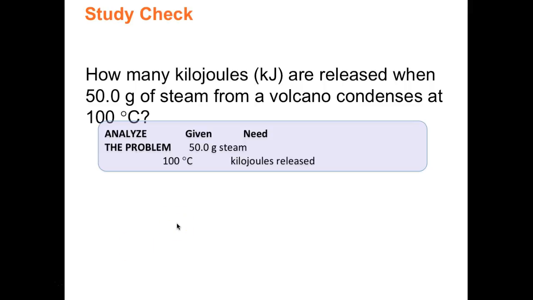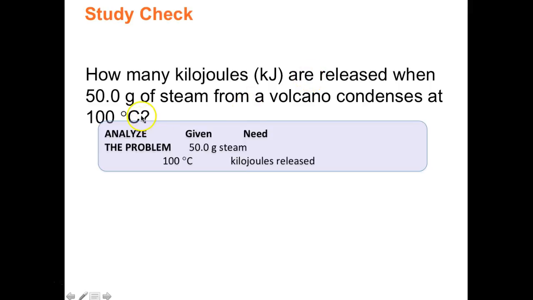any substance. If we have their heat of vaporization and heat of fusion, we are able to convert whatever amount of substance from one state into another. So for example, you have 50 grams of steam from a volcano, and it condenses at 100 degrees centigrade. All right. So how many kilojoules are released when this happens?